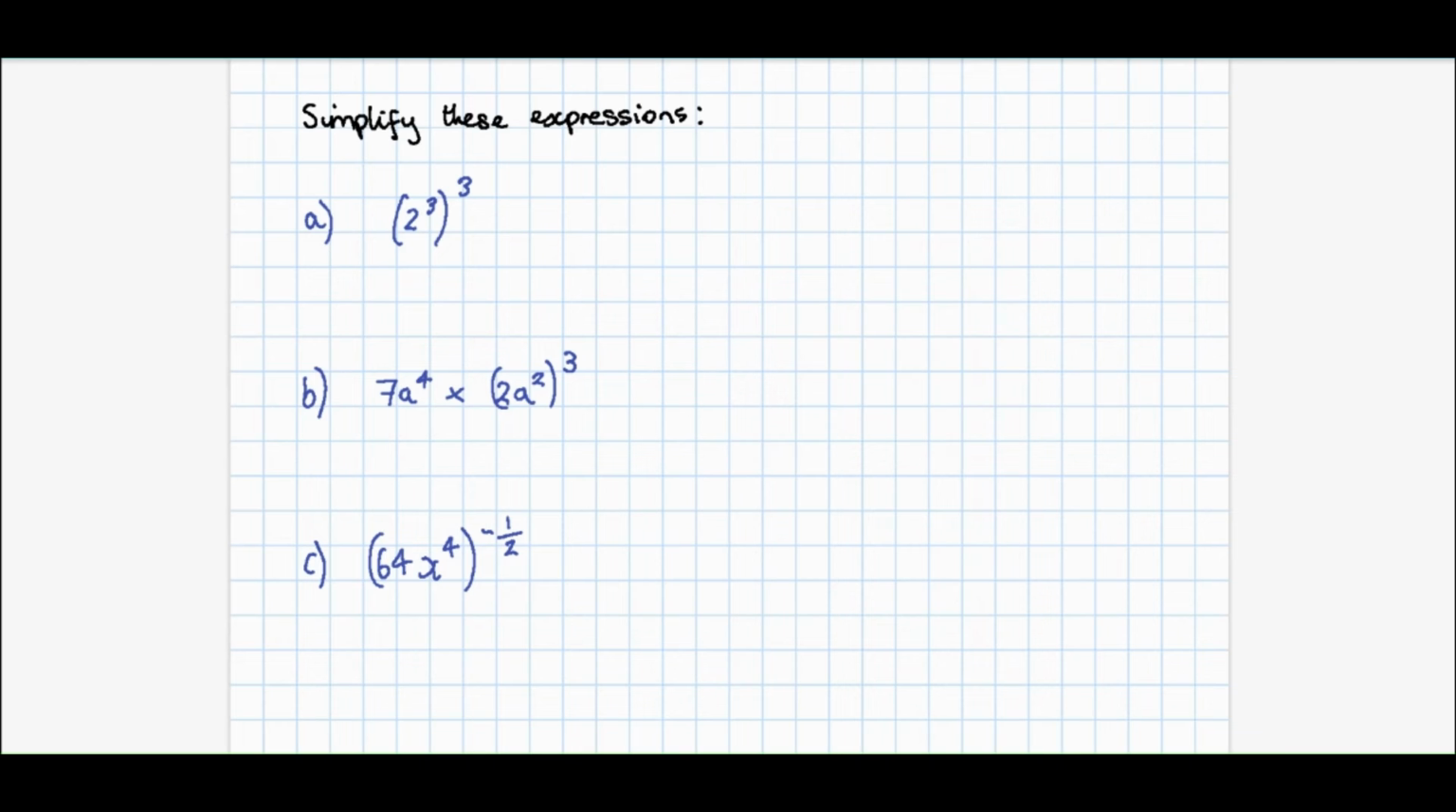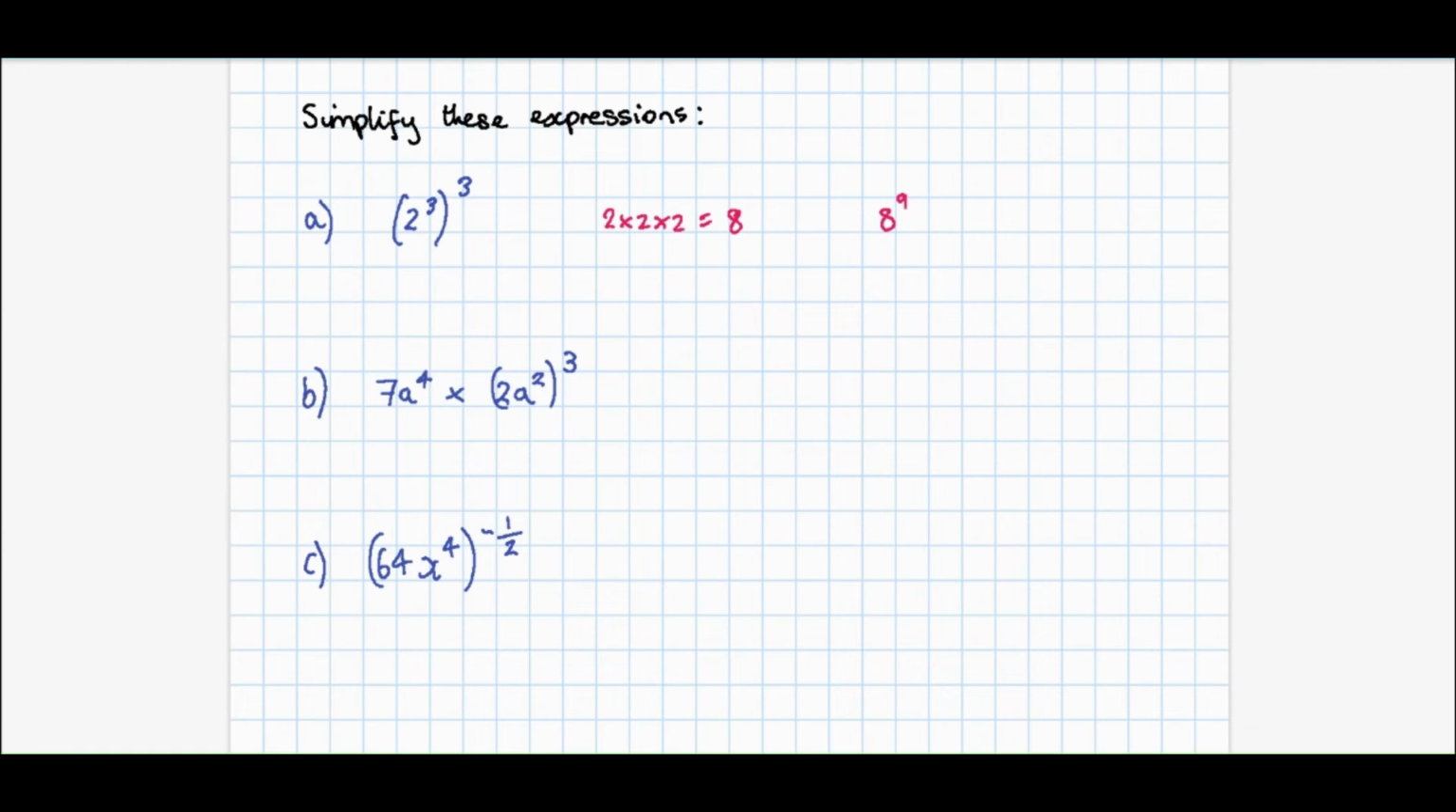So for these next ones, we're going to do more indices rules. So for this next one here, it says 2 to the power of 3, all to the power of 3. So we do 2 times 2 times 2, which equals 8. So what we do here then is that with the power inside, we times that by the power on the outside. So it's just going to be 3 times 3, which is going to be to the power of 9. So the final answer is going to be 8 to the power of 9.